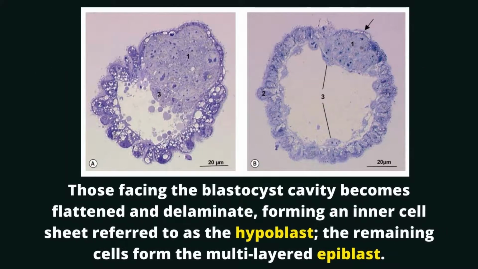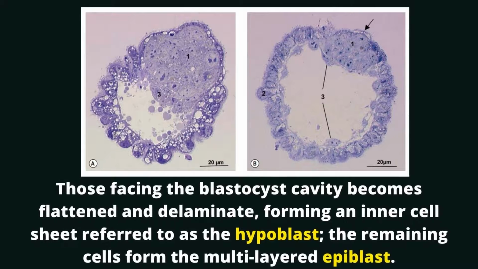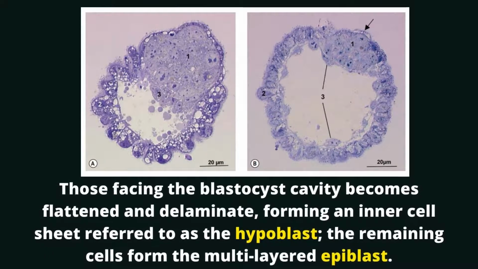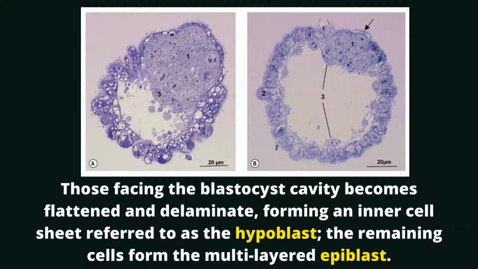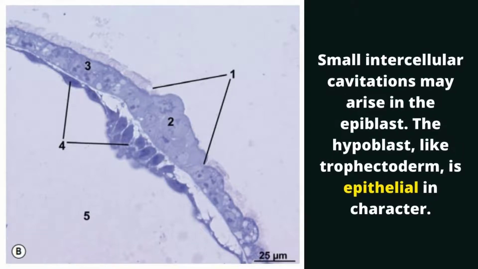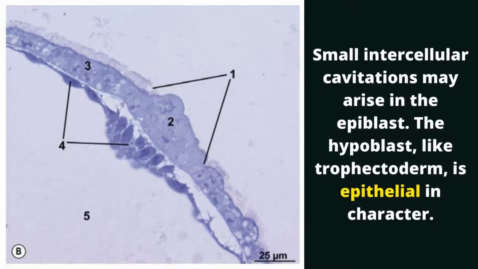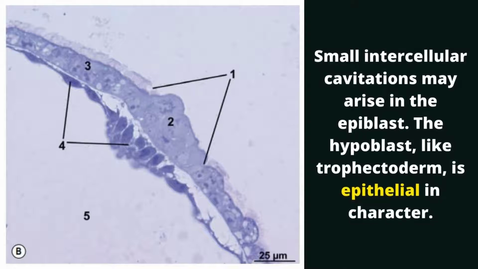Around the time of hatching, the ICM differentiates into two cell populations. Those facing the blastocyst cavity become flattened and delaminate, forming an inner cell sheet referred to as the hypoblast, whereas the remaining cells form the multi-layered epiblast. Let's remember, this is the hypoblast and this is the epiblast. Furthermore, small intercellular cavitation may arise here in the epiblast. The hypoblast, like the trophectoderm, is epithelial in character. Gradually, it forms a complete inner lining beneath not only the epiblast but also the trophectoderm.